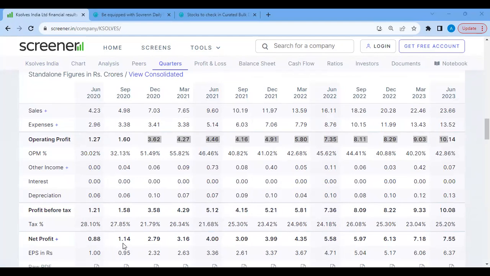Can you see that this company never posted bad numbers? Operating profits and net profits are typically proportional to each other.